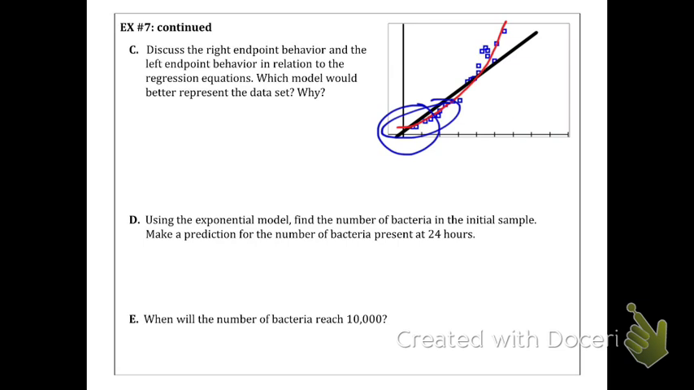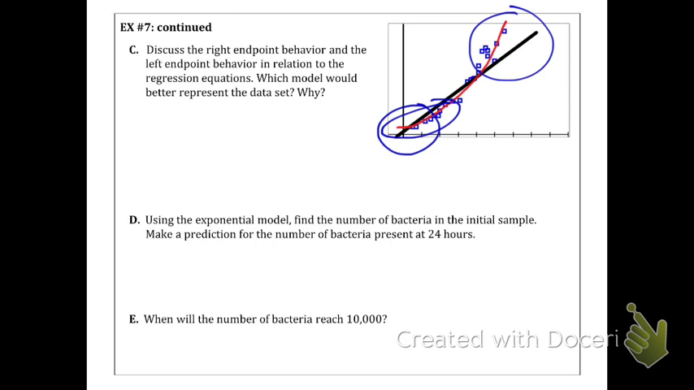If you look at the right-hand side behavior, again, notice that my data appears to be going up more like the exponential, where the power regression is still going down below it a little bit, okay? So the end behavior fits better with the exponential. So not just the middle where both of them were pretty good, but also the end behavior.